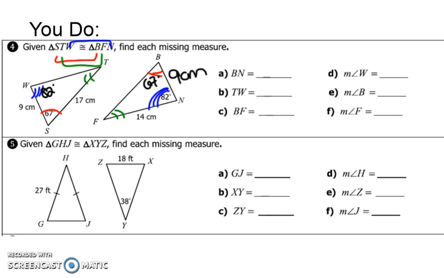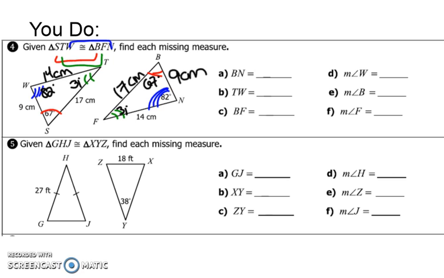If I look at TS, that's 17 centimeters. That's the same thing as FB, or going from red to green, so that's also 17. In my second triangle, FN is 14, so on the other side, TW is going to be 14. Now, we can also find the missing angle, which will both be the same, 31 degrees.